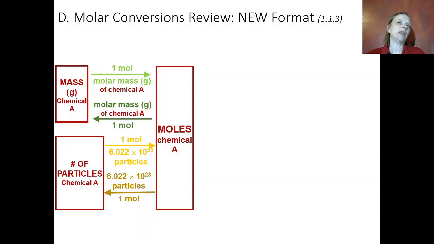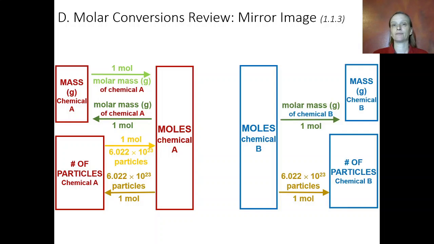All right. The next thing I'm going to show you is I'm going to add a different substance. I'm basically going to do a mirror image of this same picture. These are the same conversion factors as before. Whatever dimensional analysis you can do to substance A, you can do the same thing to substance B.